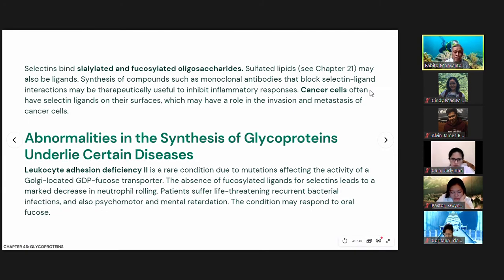Lectins bind sialylated and fucosylated oligosaccharides. So lectins bind to compounds in which sialic acid is attached and fucose sugar is also attached. No? As well as sulfated lipids, the lectins can attach.